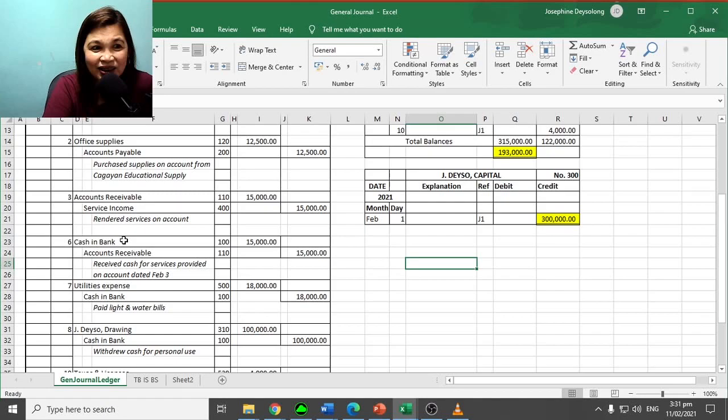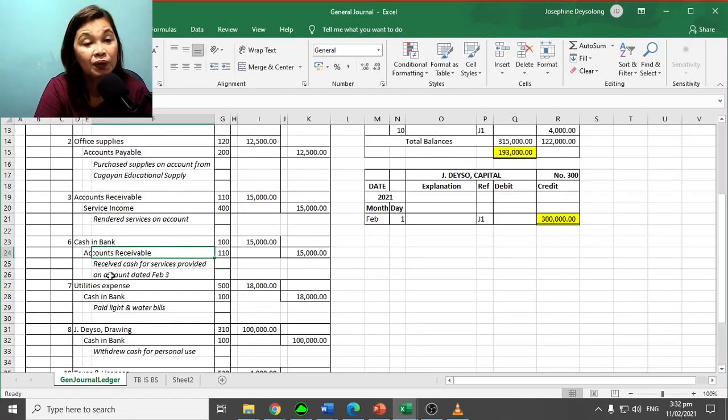Alright? So here, my debit is cash in bank because I already received cash from my client whom my services were rendered to on account. Then to zero out the accounts receivable, I have to credit it. Previously, I debited the accounts receivable, and because I have been paid already, I will reverse it, so I make it credit accounts receivable.